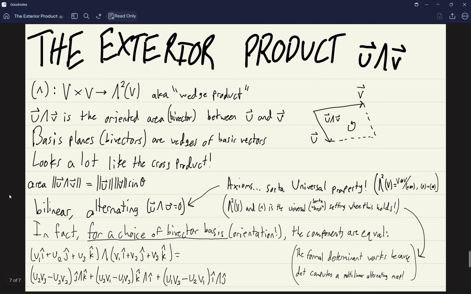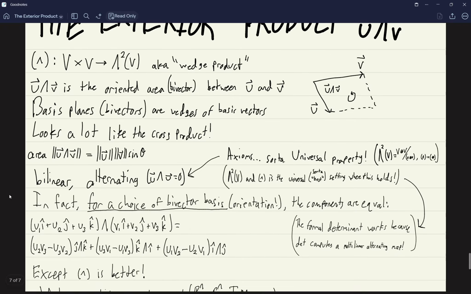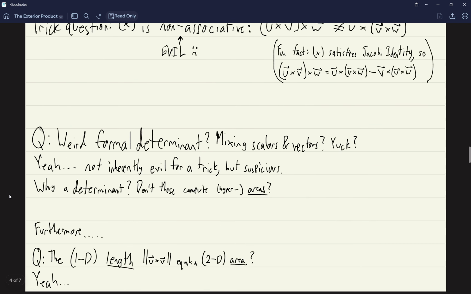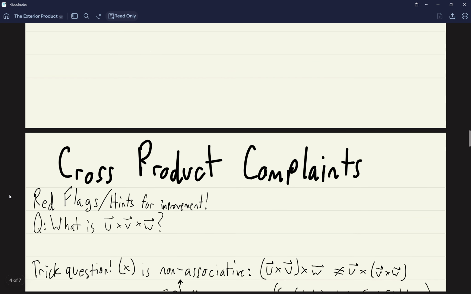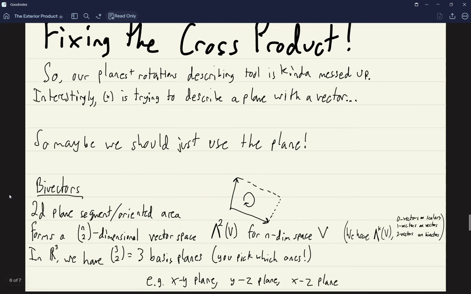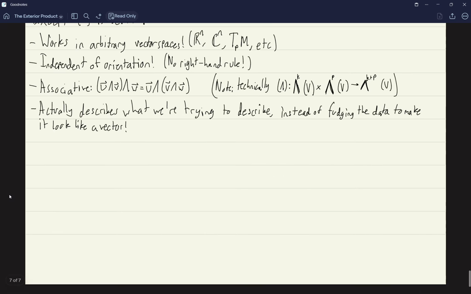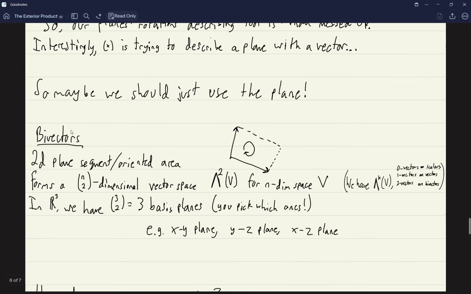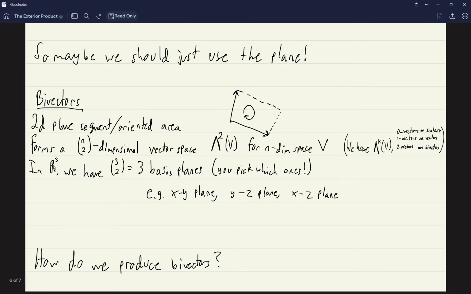So yeah, the wedge product is a lot like the cross product, but it's better. For one, it works in arbitrary vector spaces. We're no longer stuck in R3 for some reason. And that weird reason, as it turns out, was that the cross product is able to sort of typecast the components of a bivector into components of a vector, because in R3, the dimension of the bivector space, 3, is the same as the dimension of the vector space, 3. This is because 3 choose 2 equals 3.